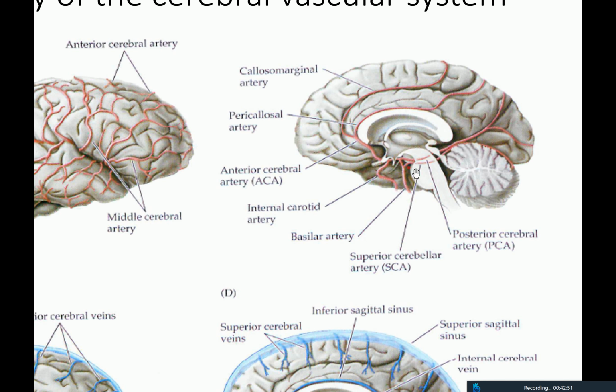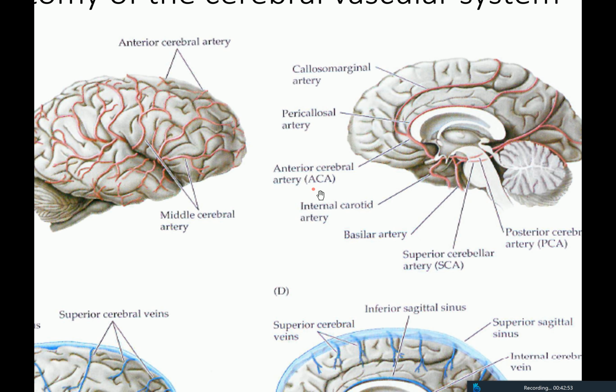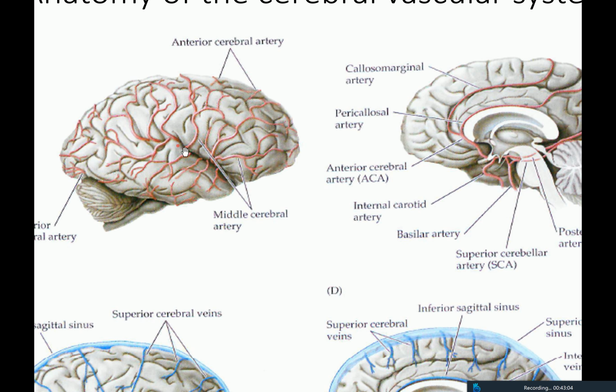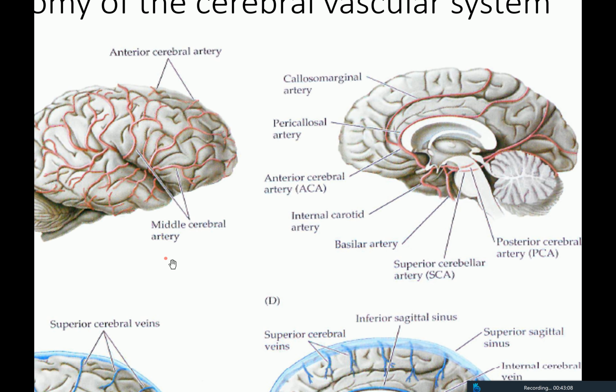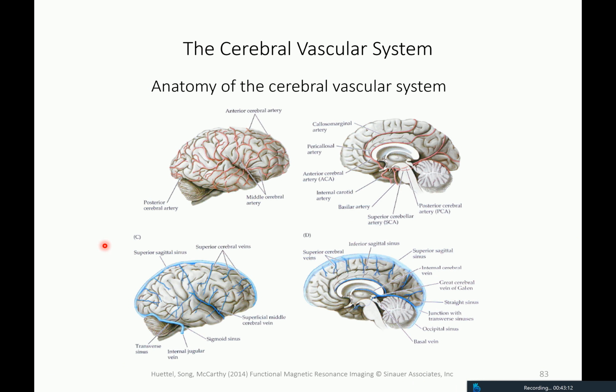Do you see it here? Not really. So it comes in at the base of the brain in the middle, and then it goes outside. If you have infarctions of the middle cerebral artery, that's usually the worst, because it supplies a lot of fairly important functions.